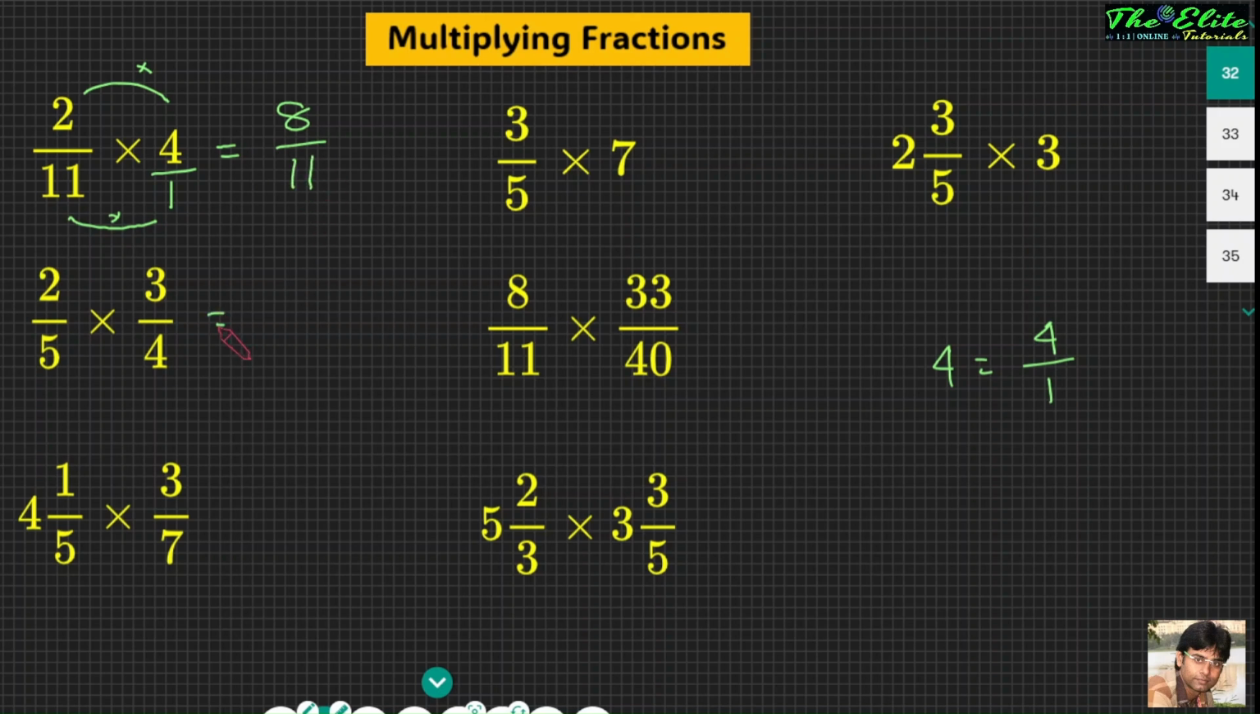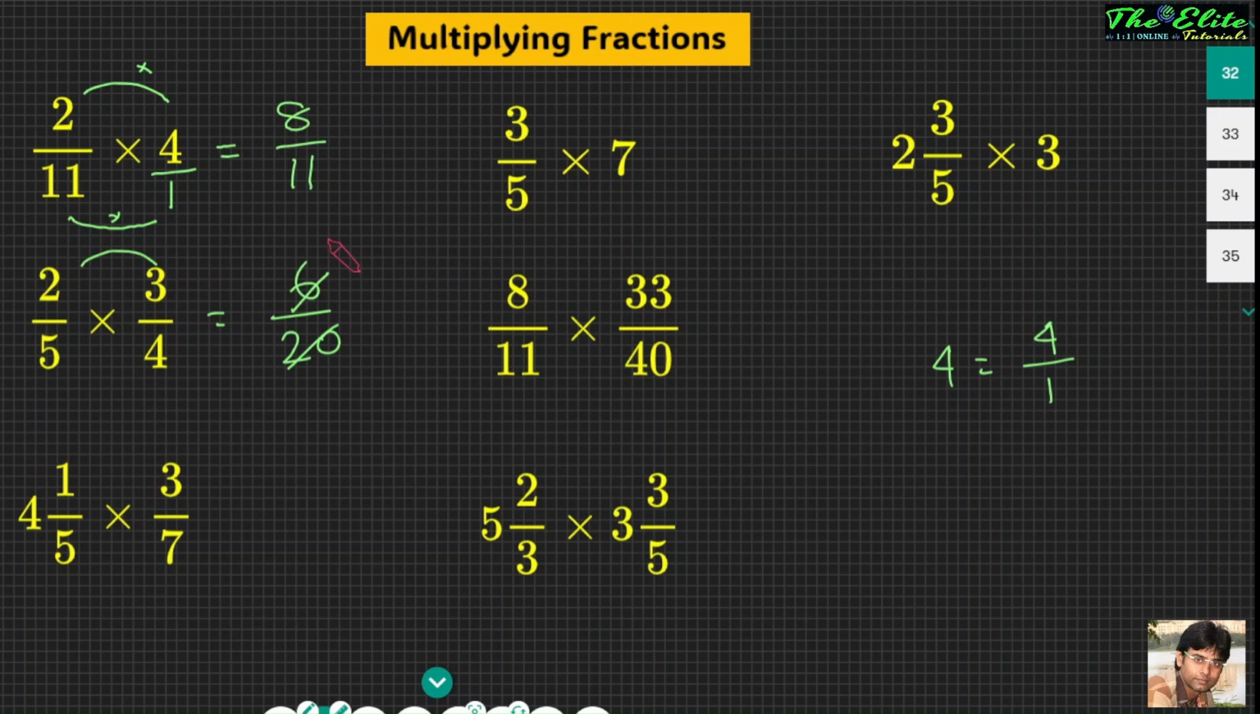So if you follow the same rule here, 2 times 3 will give you 6, and 5 times 4 will give you 20. So this could be your answer, but remember, if there is any possibility of simplifying the fraction, you will simplify that. Okay, now 6 and 20 are even numbers, so we can cancel them out by 2.